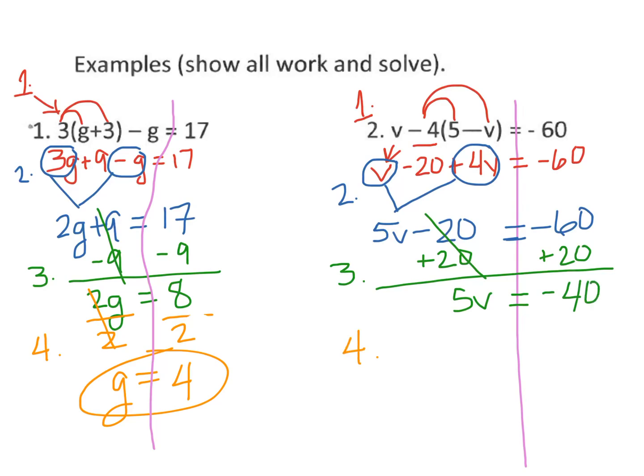And my final step, break up this variable term from the coefficient. So divide by 5. 5 divided by 5 leaves me with just 1v. -40 divided by +5 will leave me with a -8.